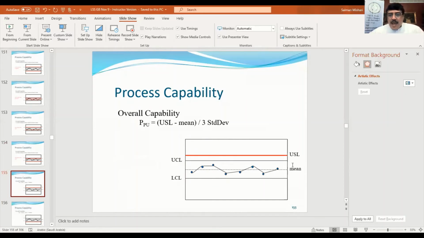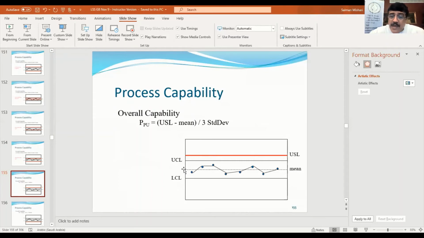So how do we measure the overall capability? The overall capability is very easy to measure. And again, everything will be in software. We just need to understand the concept. There is the PP upper, which is basically this distance divided by this distance here. This is one distance, from the mean to the upper control limit, which is always 3 standard deviations. This is how we set our control limit.